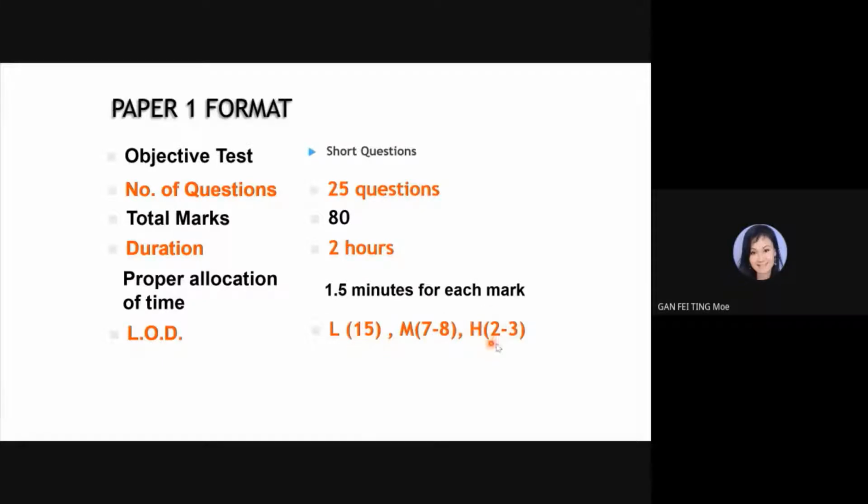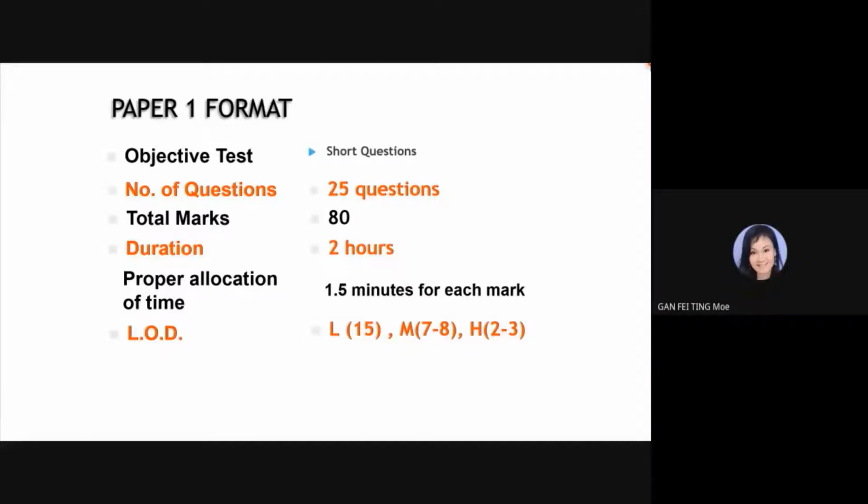And this is the category to discriminate the A plus students. So if you aim for A plus, please make sure you pay attention to this. Last year's questions had a lot of changes in the style of the question. The format has not changed. This is what we call the format: 25 questions, 80 marks, 2 hours. The format is not changed, but the style of the questions asked has changed. How it has changed and how we are going to tackle it, I will explain to you later.